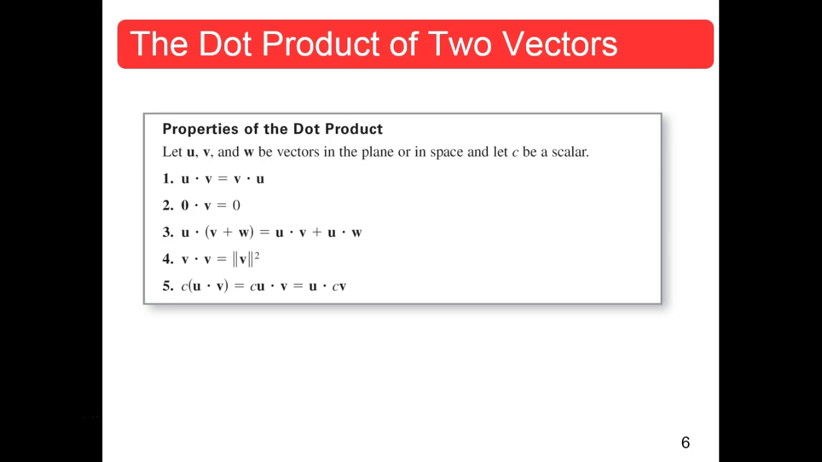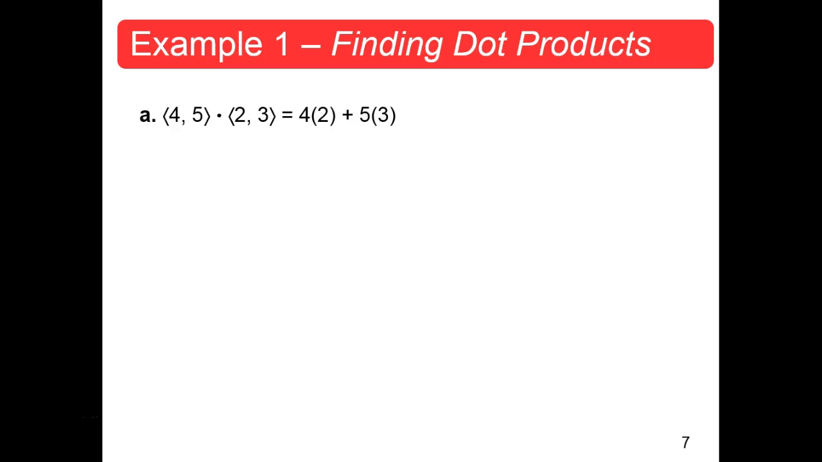It does make sense. So let's do example 1. Okay? What's the dot product of these two vectors? 4, 5 dotted with 2, 3.